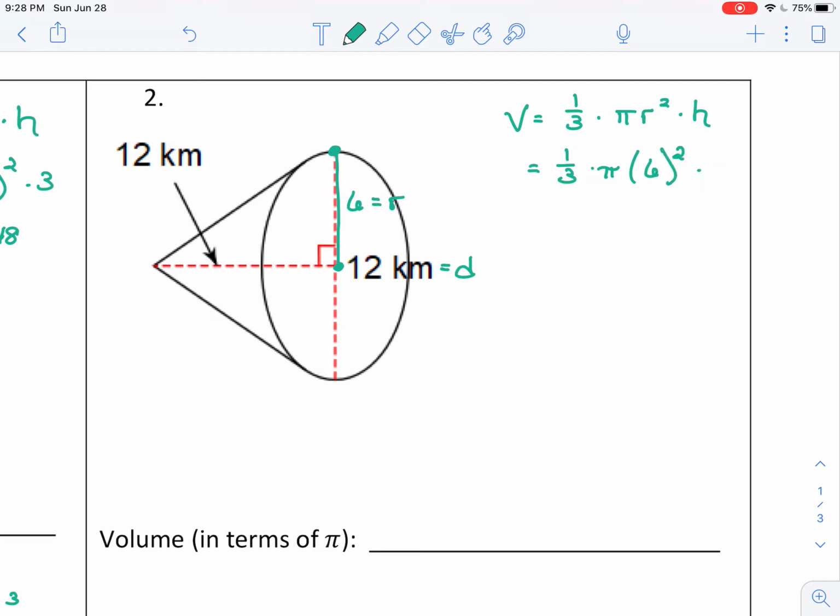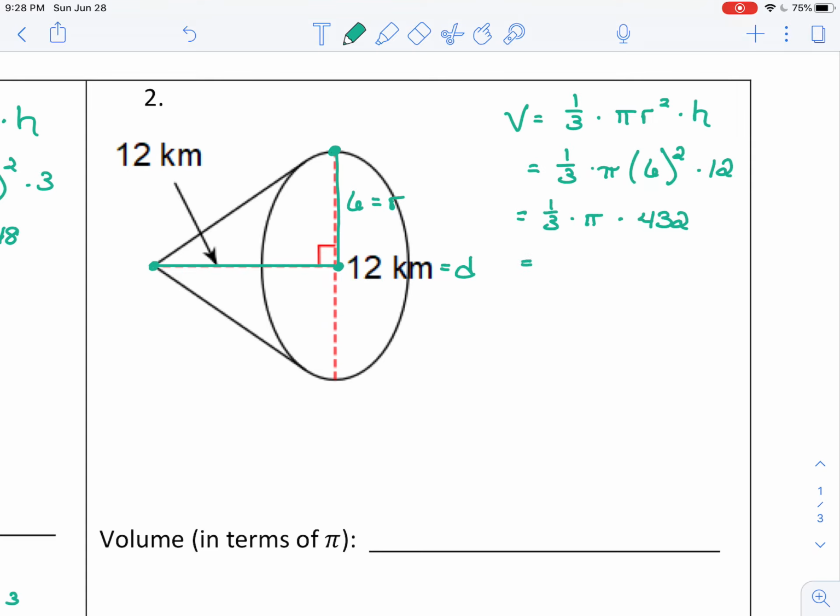So that's definitely a pitfall. Don't just get in the habit of throwing in whatever numbers you see. Pay attention. Is this actually the radius? The height is the distance from the apex, the pointy part, straight to the middle of the circle. So we do get to use that 12. And now I'm going to pick up my calculator. I'm going to ignore 1/3 times pi. I'm going to take 6 squared times 12, and I get 432.